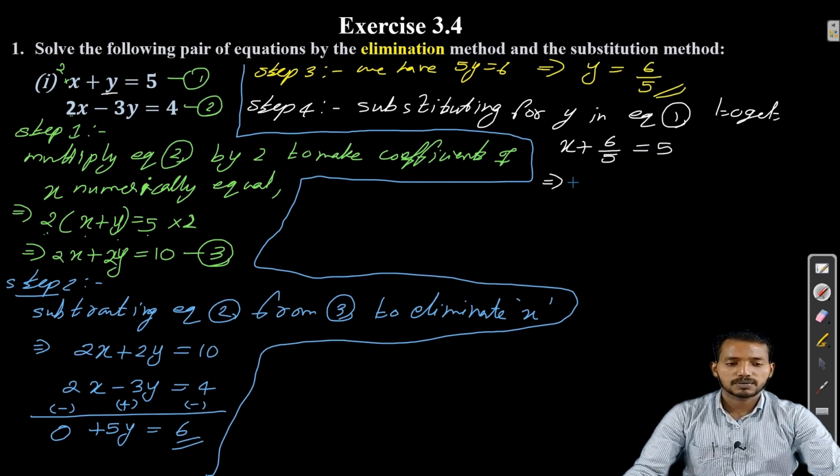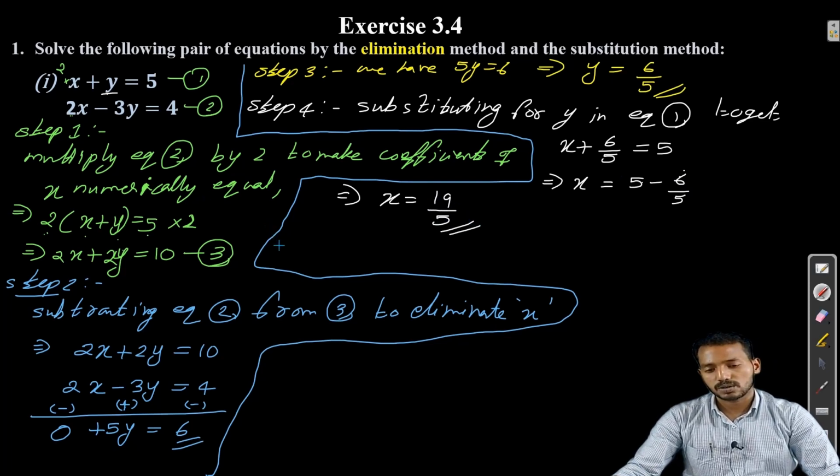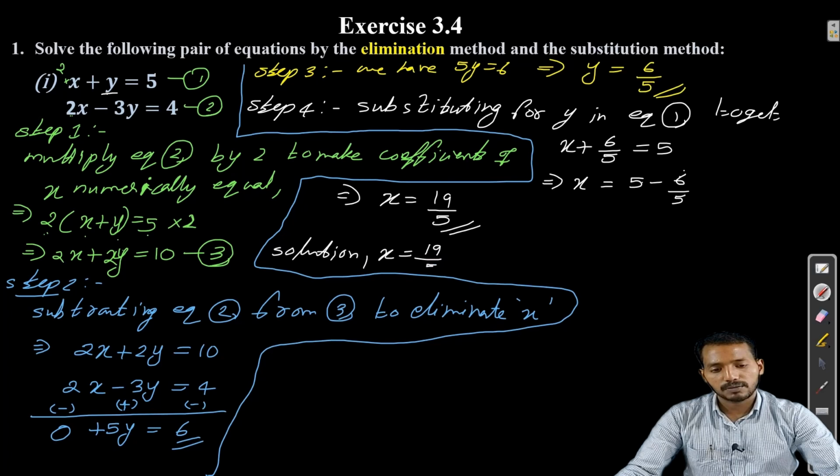That implies x is equal to 5 minus 6 by 5. That implies x is equal to 5 minus 6 by 5, which is 25 minus 6, 19 divided by 5. Numerical calculation, try it yourself. So the solution is x equal to 19 divided by 5 and y equal to 6 by 5.